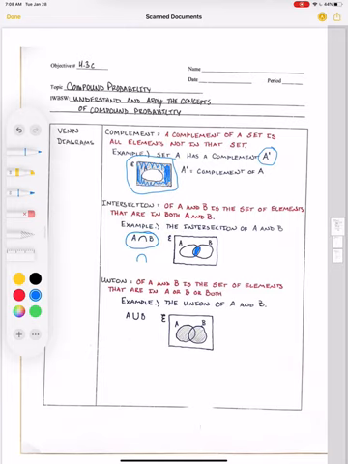The union of A and B is the set of elements that are in A or B or both. So the union of A and B, again, it's going to be A and then an uppercase U and then B. So U means union. The union of A and B is everything that's in A, everything that's in B, or everything that's in both. So it's that entire set of circles. That would be the union of A and B.